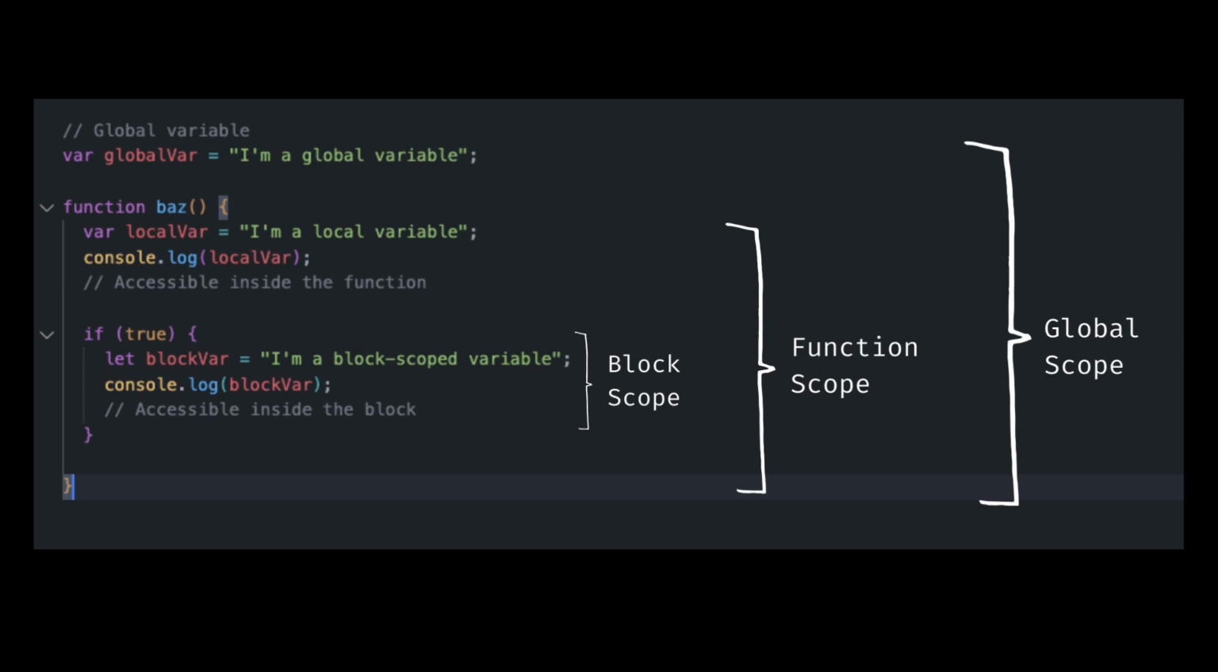Lastly, we have the block scope. A block could be anything within the curly braces. Right here we have an if block. So any code which is written inside the if block is said to be in a block scope. So this is what the scope is about.